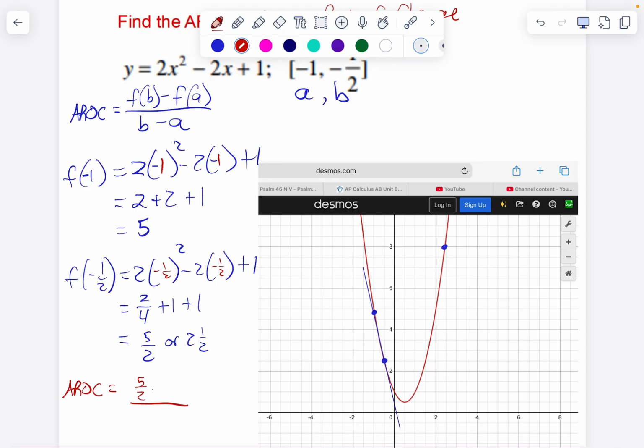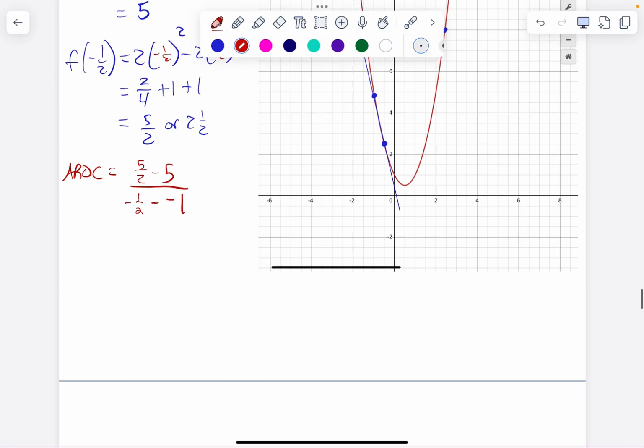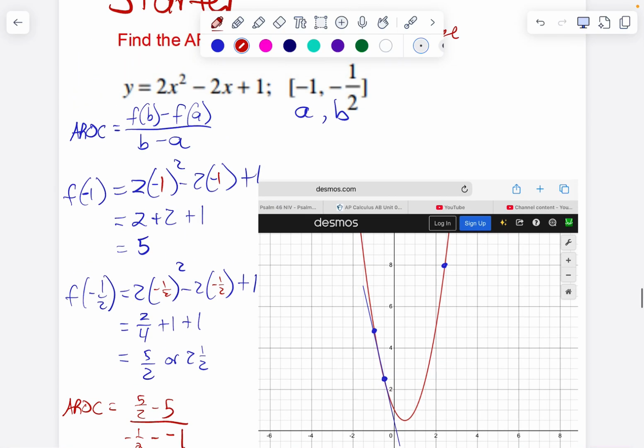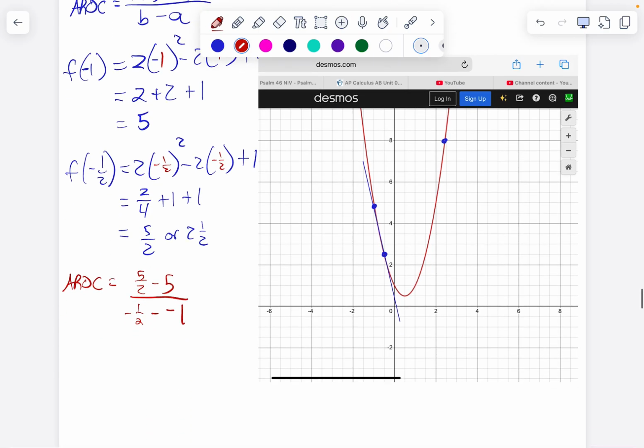So 5 halves minus 5, and -1/2 minus -1. You need both negatives on there. Okay. Again, it doesn't matter. If you called this B and this A, fine. No big deal. Just make sure you match the order when you get down here. It's got to be B, B, A, A, or A, A, B, B. Don't mix those up. Okay? Which point is A and which point is B? Who cares? That doesn't matter at all.